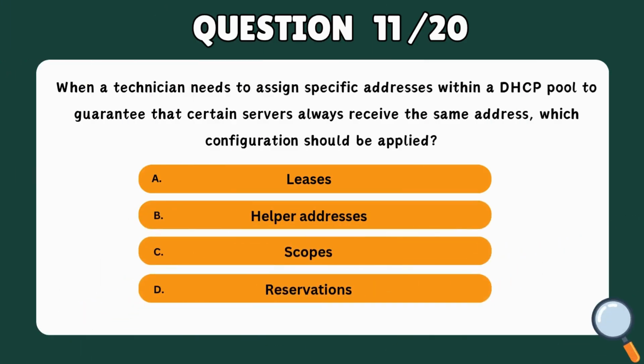Question 11. When a technician needs to assign specific addresses within a DHCP pool to guarantee that certain servers always receive the same address, which configuration should be applied? A. Leases. B. Helper addresses. C. Scopes. D. Reservations. Correct answer: D. Reservations.